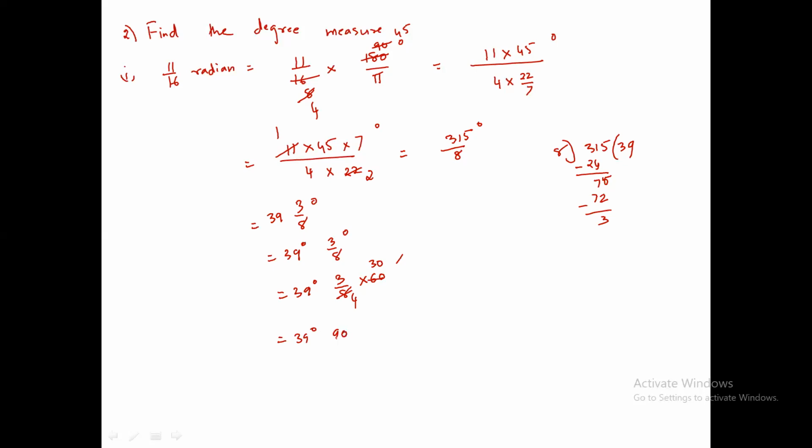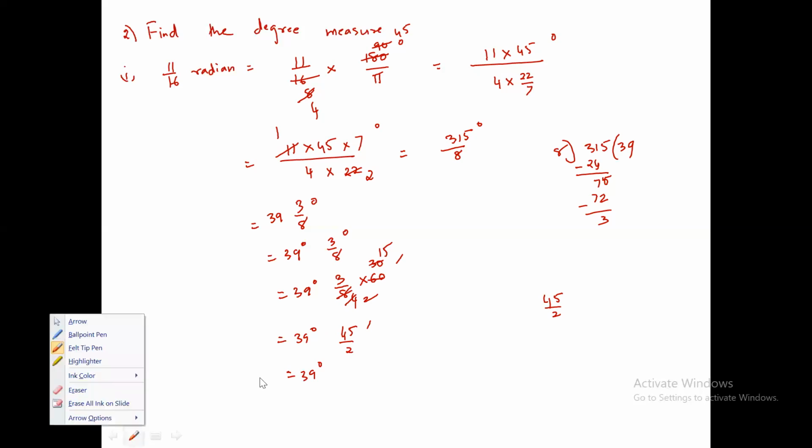39 degrees, 90 by 4. Still I can cancel. Instead of writing 90 by 4, I will try to simplify into lesser numbers. 2 2s, 2 15s. So 45 by 2 minutes. Or 39 degrees, 45 by 2.